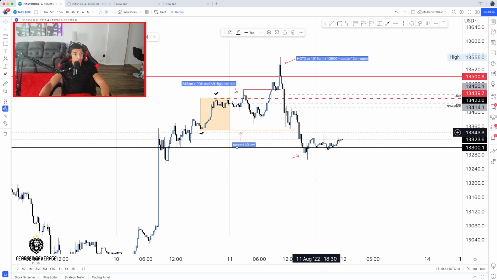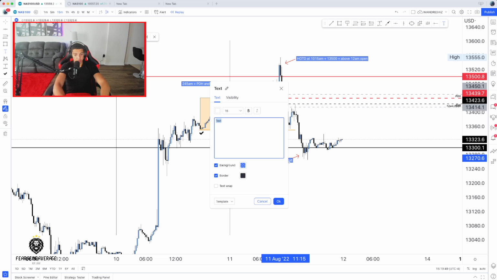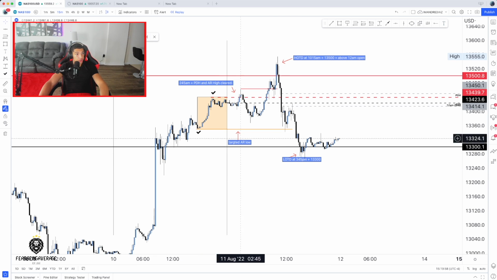So we have 13,300, and that's where price ended up making that low of the day, creating that low at 45. So we got the low of the day at 3:45 p.m. at the 13,300 big figure level. And that was after price traded into what?